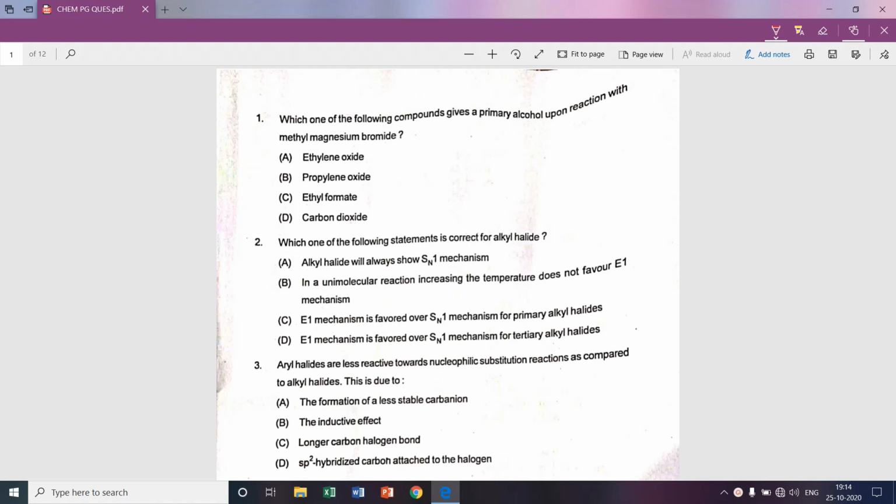In this session, I will solve 35 questions out of 70, and in the next session, that is in the part 2 video, I will solve the next 35 questions. So let's start. The first question is, which one of the following compounds gives a primary alcohol upon reaction with methyl magnesium bromide? And your answer is A.